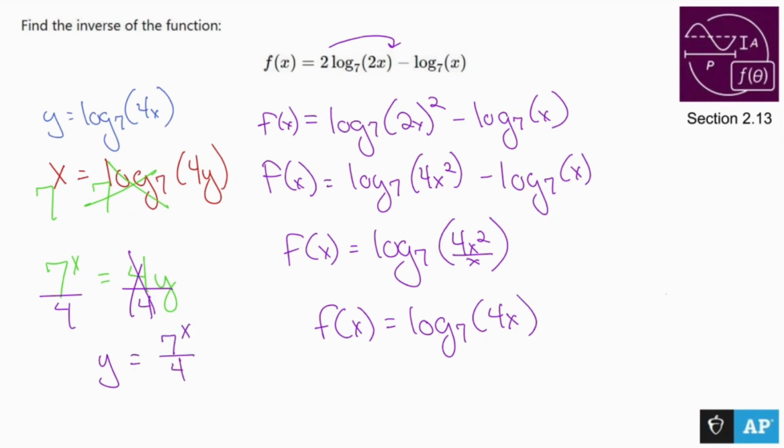I'm going to rewrite it in its original form and make it the inverse symbol. So f inverse of x is going to equal 7 to the x over 4. Took a while, but that's how it's done.